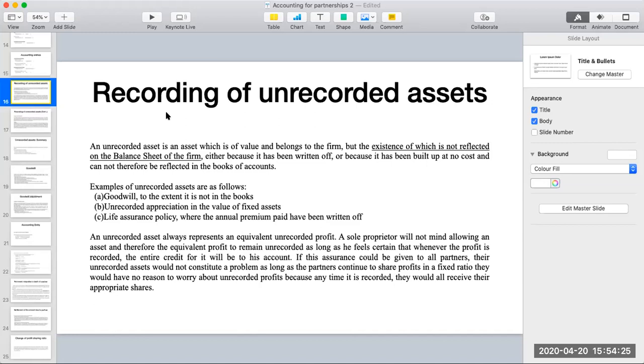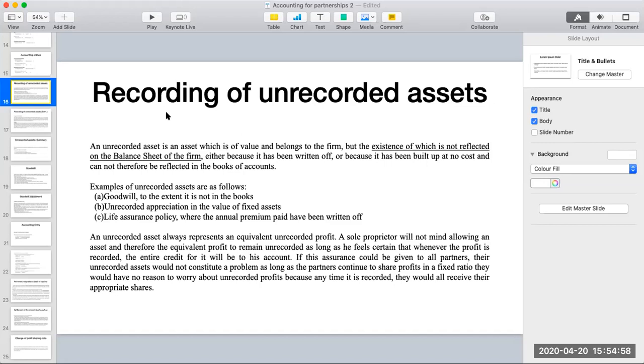So if there are any unrecorded assets, what happens? If it is a sole proprietor, there's only one owner for the business. Therefore, whether the assets are recorded or not, he knows that at the end he is the one getting all these things. But if it is a partnership, it's not like that. The partners need to get the assurance that they are getting the benefit of these unrecorded assets.